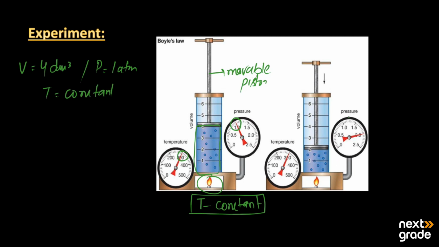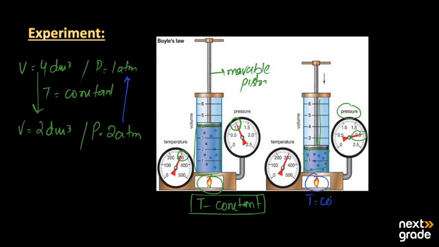After some time, you increase the pressure by moving the piston down. Now the volume of the gas is equal to 2 dm cube and the pressure is equal to 2 atm. So the volume decreases from 4 to 2 and the pressure increases from 1 to 2, keeping the temperature constant. So this was a simple experiment done for Boyle's law.